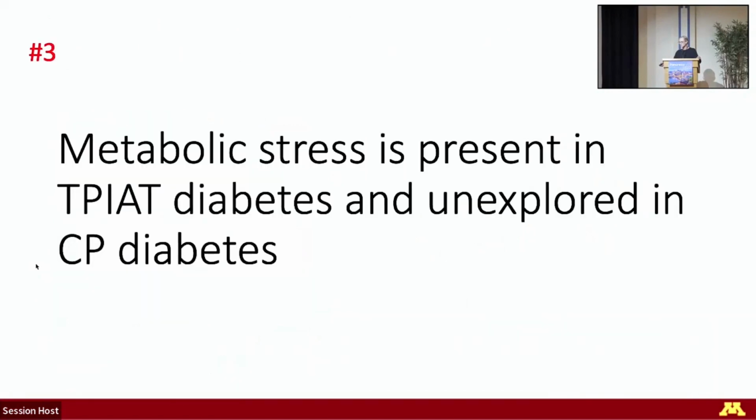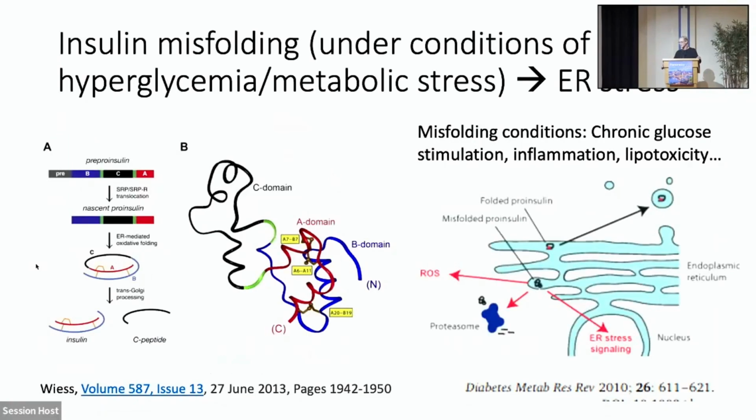Last couple of things, which are much more brief. I want to just tell you a little bit about metabolic stress in TPIT. Metabolic stress as it pertains to islet health specifically. So insulin, for those who maybe don't think about insulin as much, it is actually formed as a proinsulin molecule, and then it's cleaved into C-peptide and insulin. And under conditions of chronic glucose stimulation, inflammation, lipotoxicity, you can actually get chronic stress and misfolding of this proinsulin molecule that leads to ER stress signaling. And this was initially described in type 2 diabetes, but is now recognized to pertain to other forms of diabetes where there's chronic glucose stimulation, including type 1.